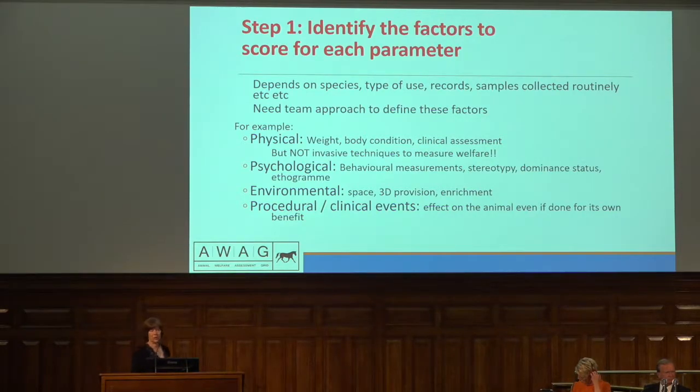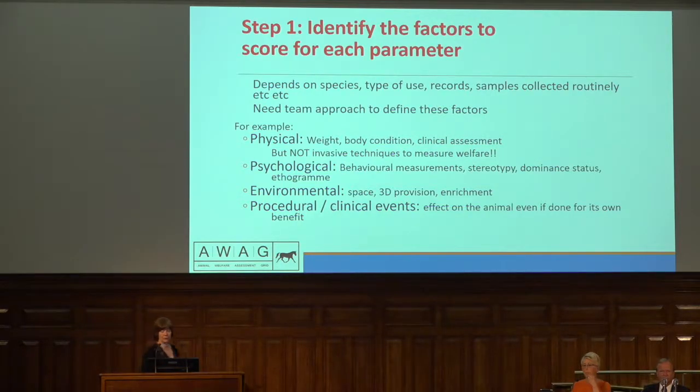On the psychological axis, we can do behavioural measurements, look at incidents of stereotypy, dominant status, user behavioural ethogram, these sorts of things. And for the environment, you can consider the amount of space available, the level of three-dimensional activity, what the animal can do, what level of enrichment is provided. Depends very much on the species you're working with.